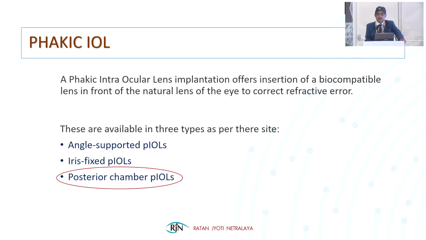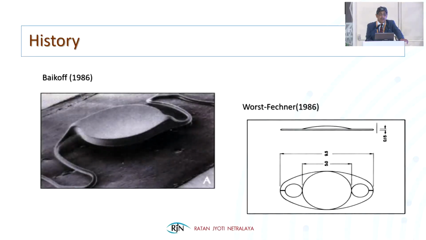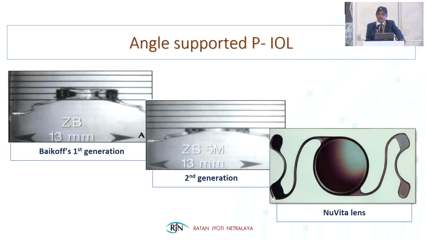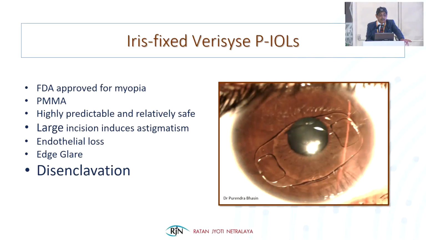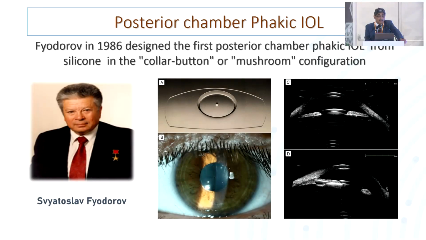We will be focusing on the posterior chamber phakic IOL here, and various designs have been developed in the last almost 60, 70 years, and which failed. This was the design which I was discussing just now, VeriSize, which was made of PMMA, but many issues like corneal decompensation were there. This is now out of vogue. At the present day, the phakic IOL which we are using behind the iris is based on the design given by Fedorov in 1986, which was a collar button or mushroom configuration.